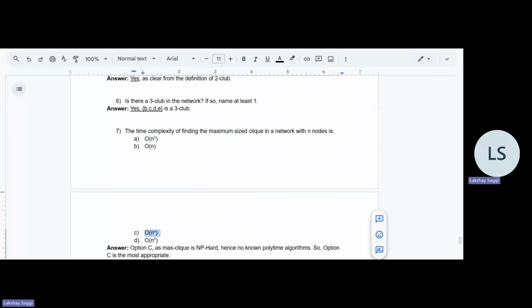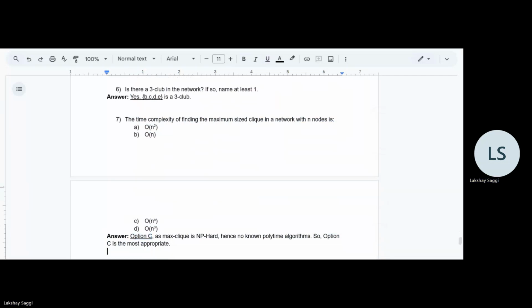And yeah, that can be done in something like order n times 2 raised to the power n time, and in that time you can solve the max clique. But for now, since the option does not have 2 to the n but has n to the n, you can just mark this as correct instead.